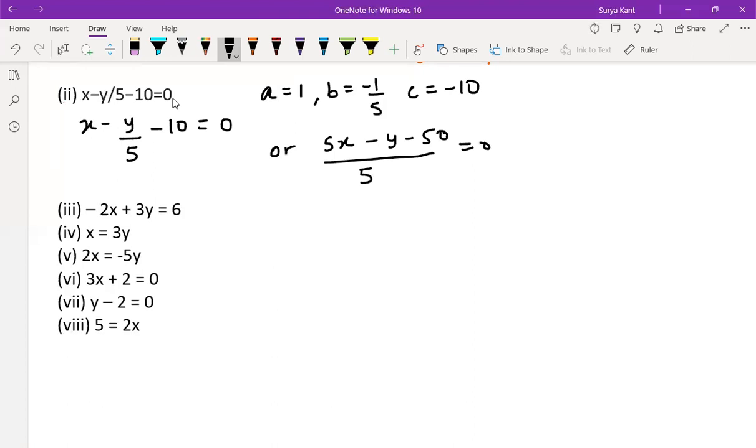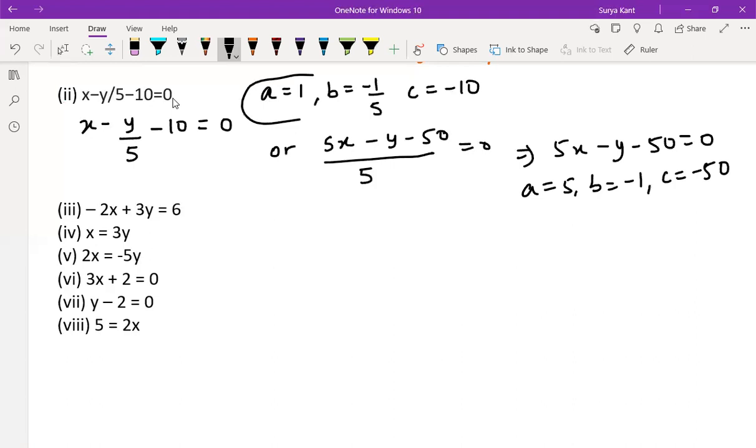Yes, sir. And then after that you multiply this 5 to the other side. So you get 5x minus y minus 50 is equal to 0. Correct? So here you can write a is equal to 5, b is equal to minus 1, c is equal to minus 50. So this way also you can write if you want. But in the answer, they might have given the first answer only, if you see the NCERT textbook.